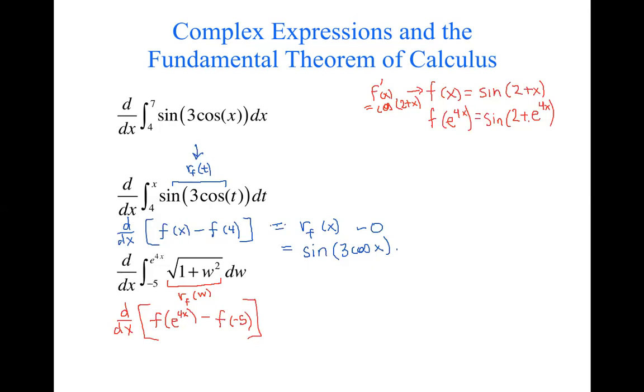The derivative of this guy here, f of e to the 4x, would involve cosine of this 2 plus e to the 4x. So cosine with the inner part intact times the derivative of this inside part, which isn't just a 1, would be 4e to the 4x.